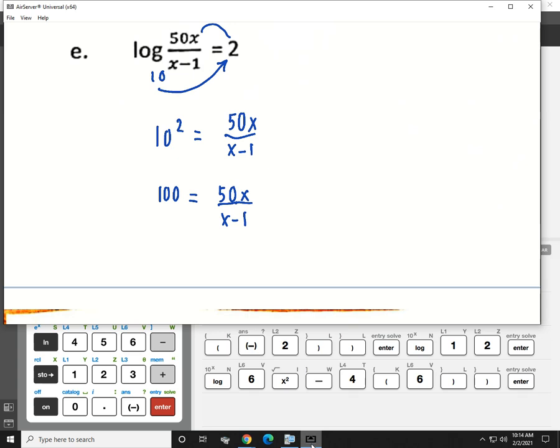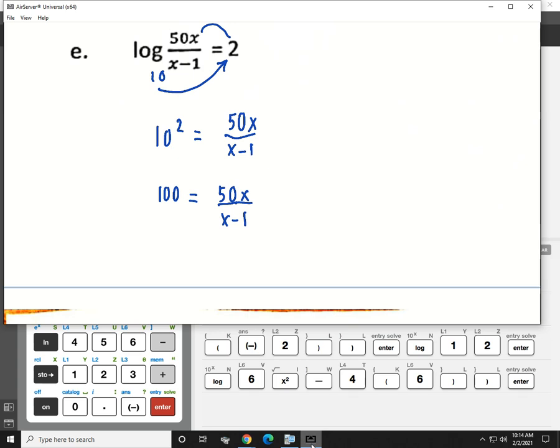I notice that 50x is being divided by x minus 1. So how would I get rid of that x minus 1? I would multiply both sides by x minus 1. When I multiply this side by x minus 1, it'll cancel. When I multiply this side by x minus 1, I'll have to distribute. And then that would help me solve the problem.